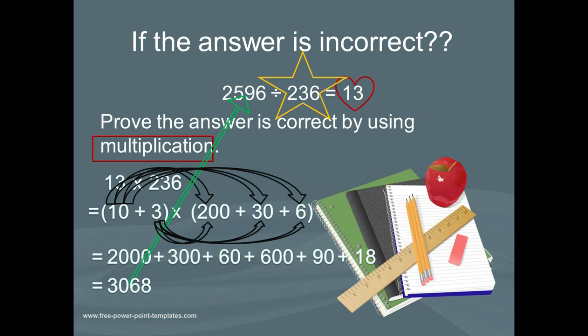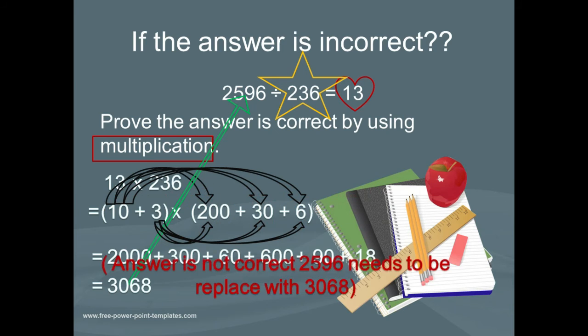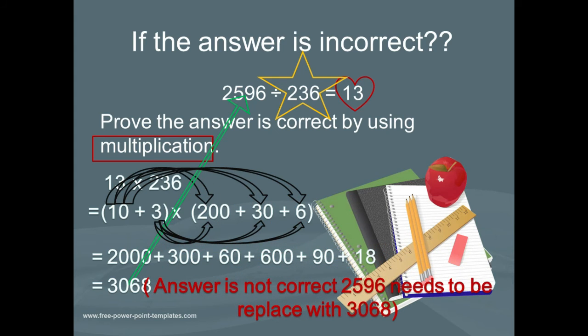2596. That does not mean that you made a mistake. It will happen sometimes, but then you are not done with your answer. Then you need to write down, the answer is not correct. The 2596, which I got in the sum there in front, needs to be replaced with 3068. That is the answer that I got here at the bottom.